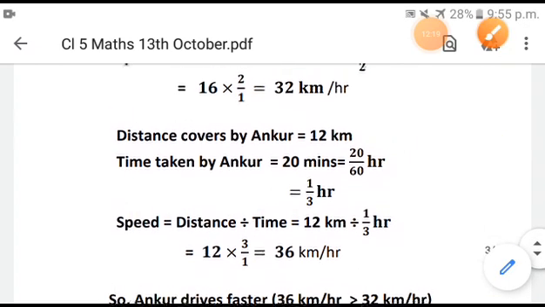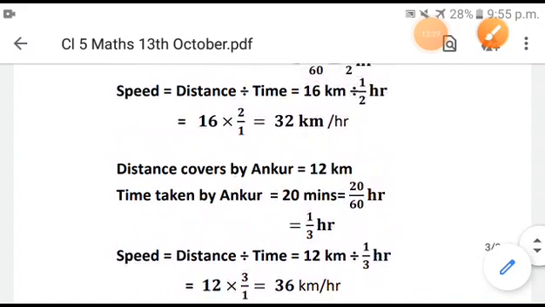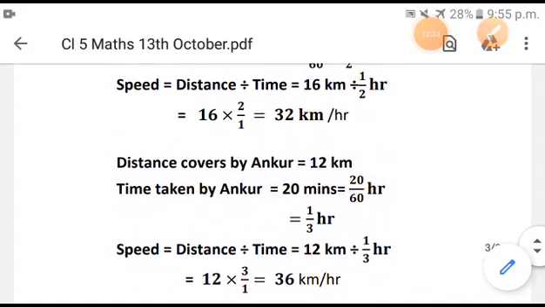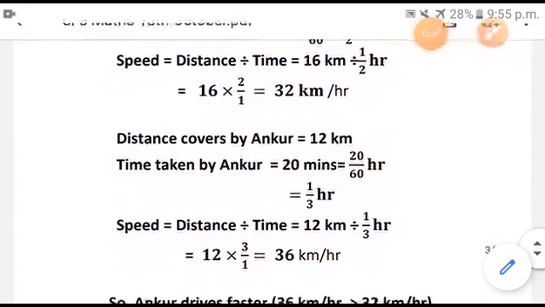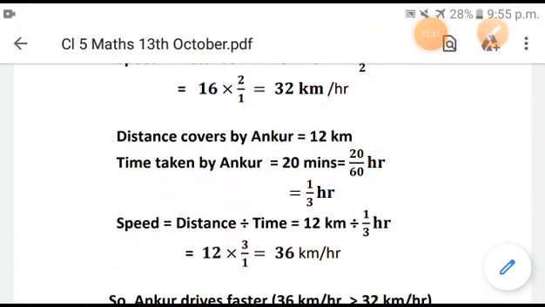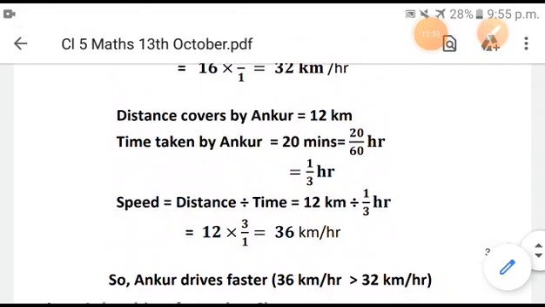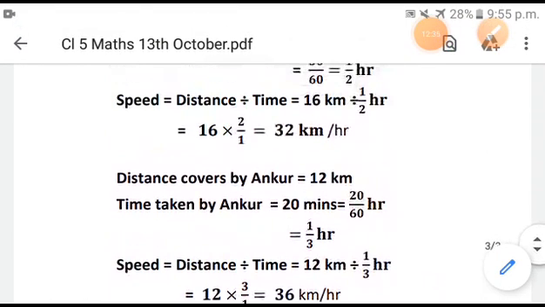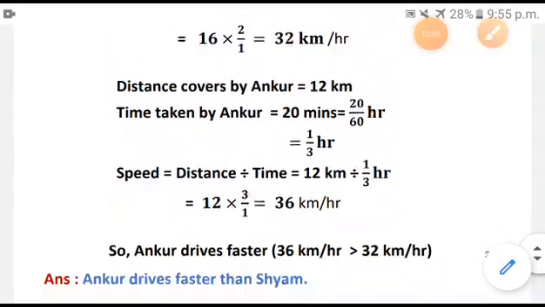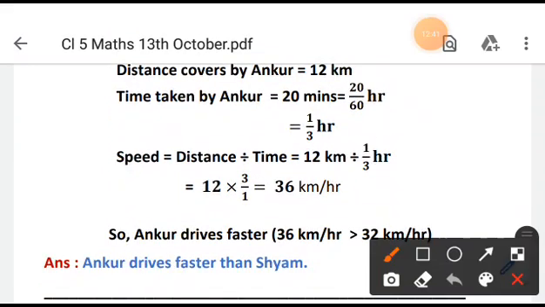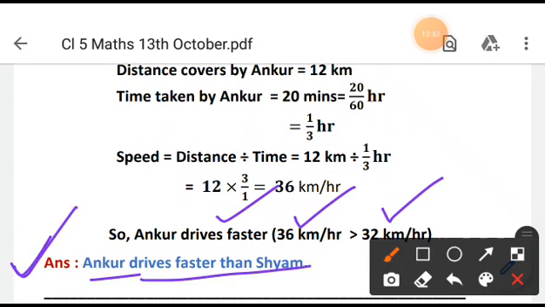Now students, let us compare both the speeds. The speed at which Shyam was driving is 32 kilometer per hour, and the speed at which Ankur was driving is 36 kilometer per hour. So Ankur's speed is more than that of Shyam's speed. So you are going to write: Ankur drives faster, since the speed 36 kilometer per hour is greater than 32 kilometer per hour. So you are going to write the answer, Ankur drives faster than Shyam.